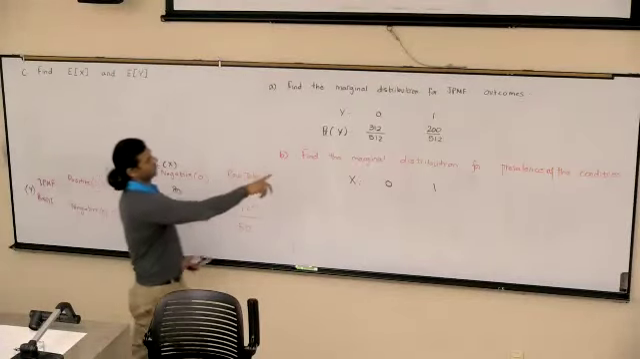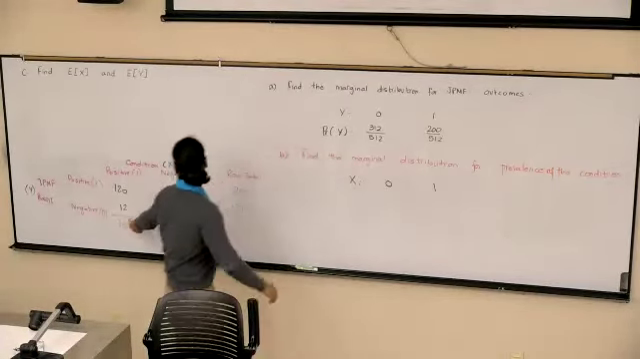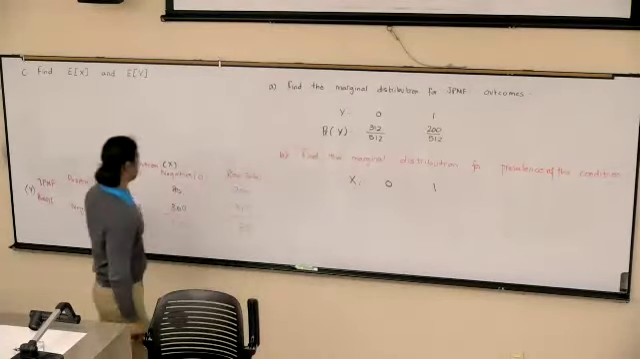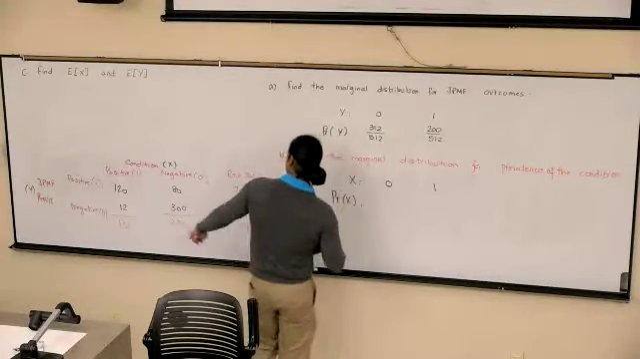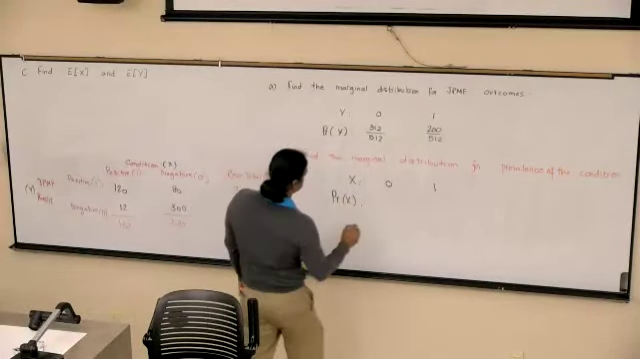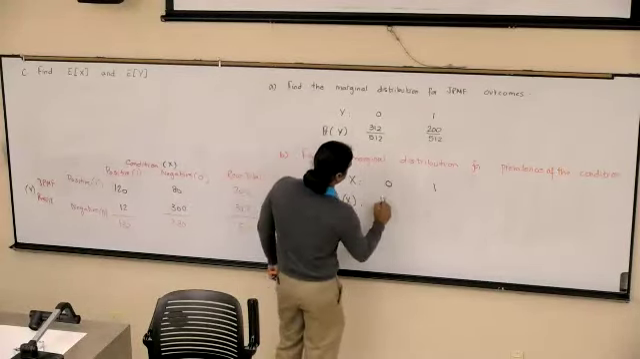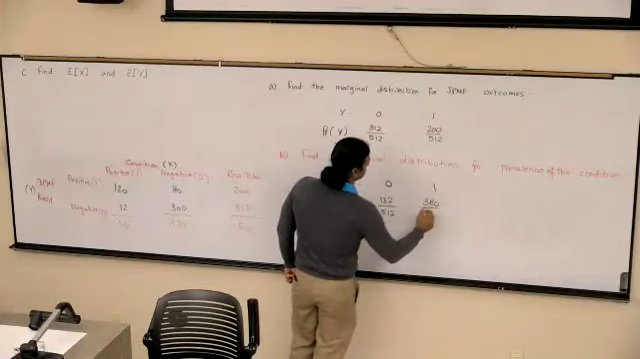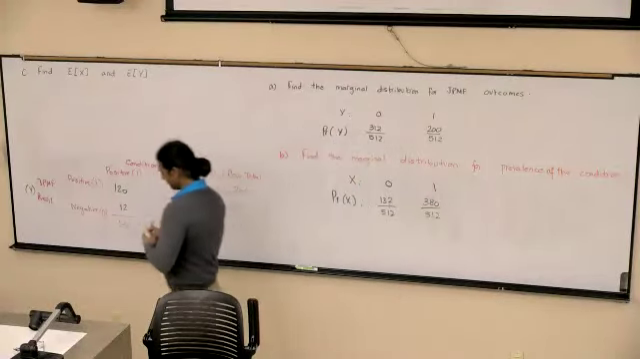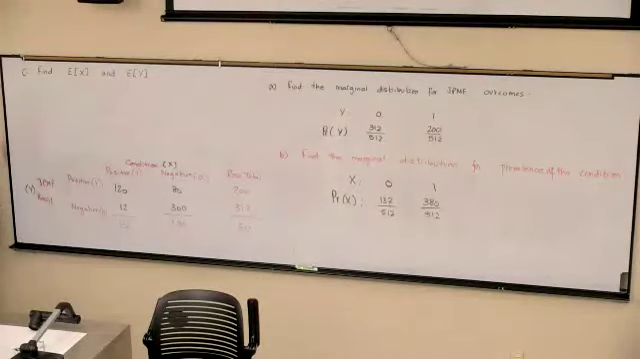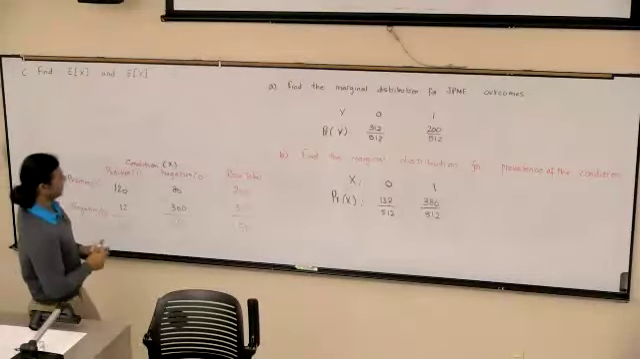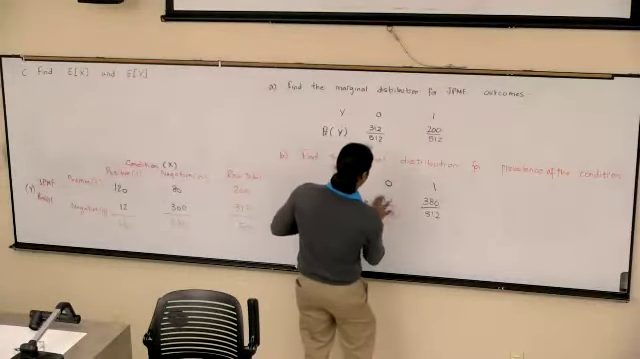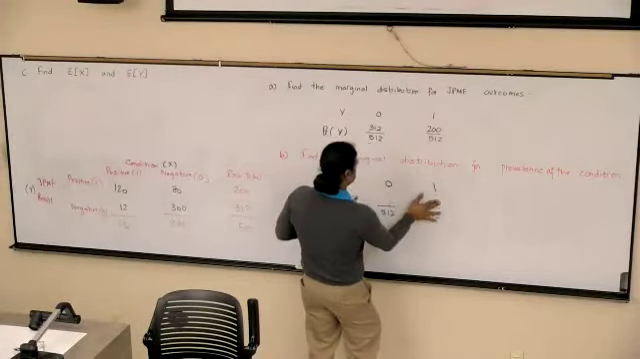The outcomes for X are 0 and 1, 0 being negative, 1 positive, and the probability of X would simply be 132 divided by 512 and 380 divided by 512. Did I mess that up? Oh yeah, just looking at the wrong thing. 80, 132.